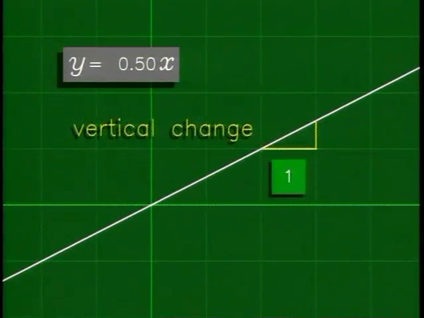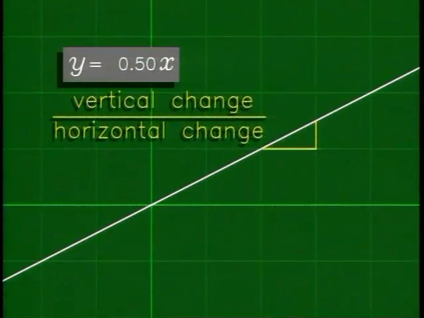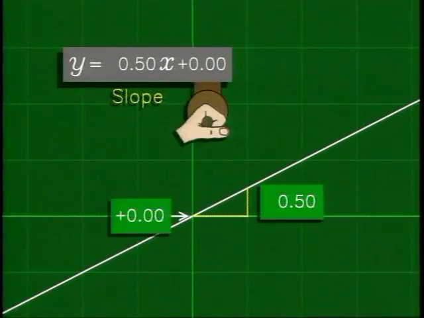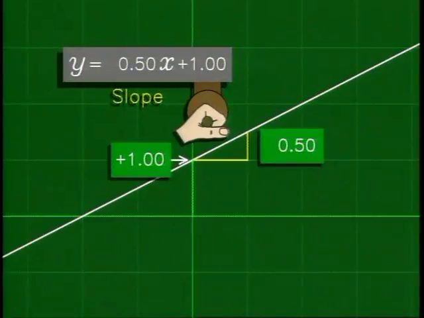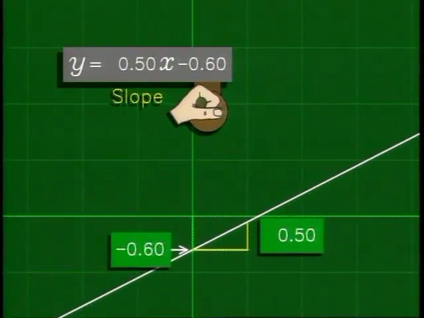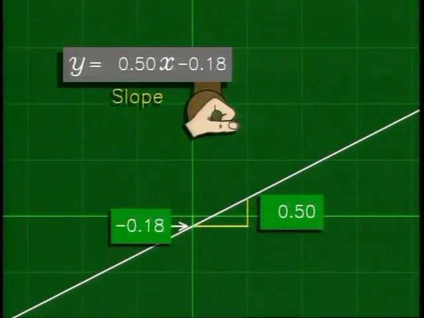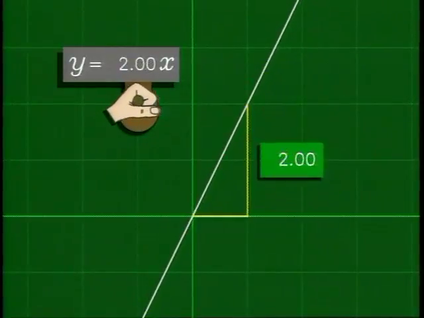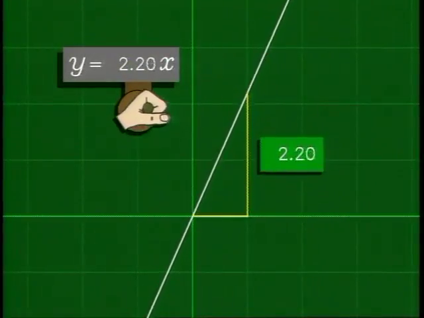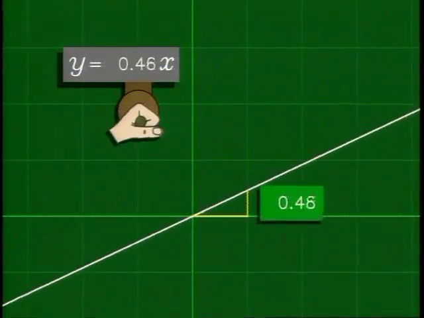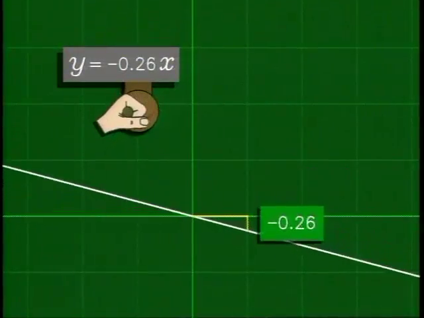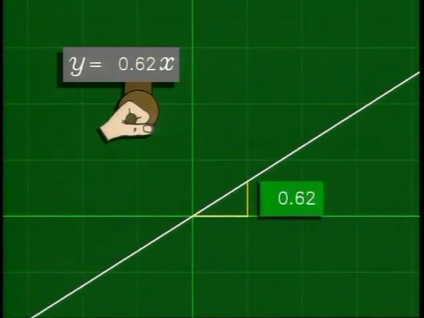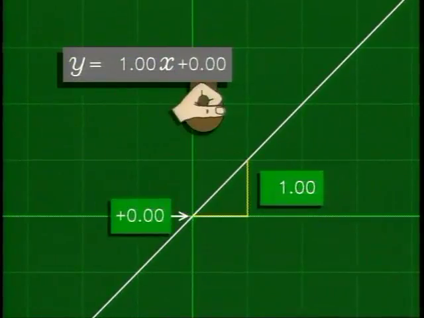Change in vertical distance divided by change in horizontal distance is called the slope of the line. Parallel lines have the same slope. The equation y equals 2x describes a line with slope 2. The bigger the slope, the steeper the line. Horizontal lines have slope 0, and when the slope is negative, it's all downhill. The slope is the number multiplying x. Again, we can move a line up or down without changing the slope.